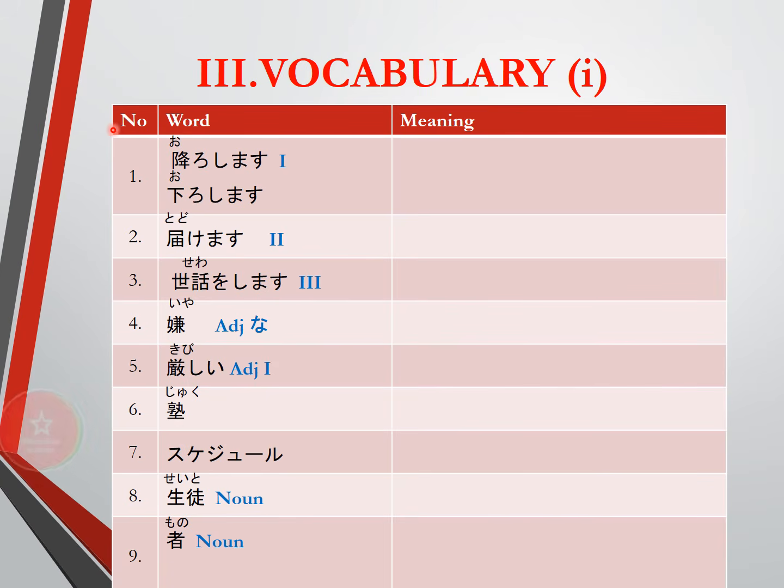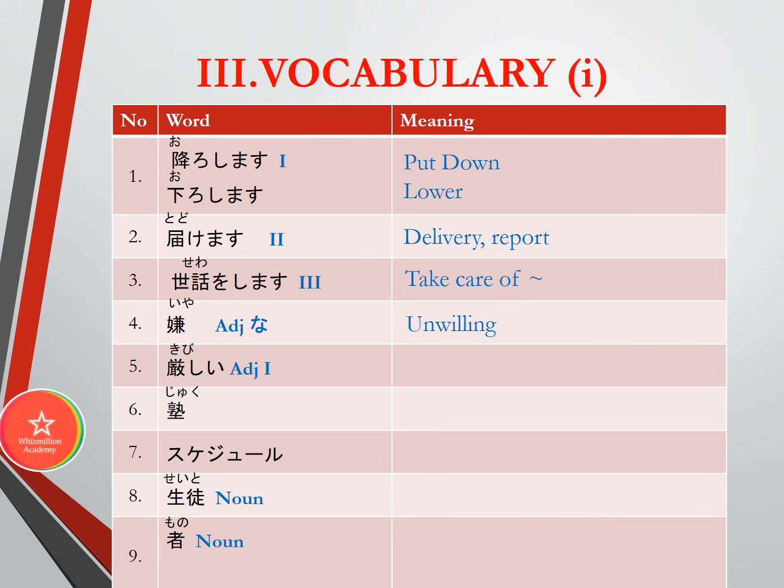Okay, we have come to the vocabulary section. I'll just go on with every word, repeating every word and the meaning after that. Okay. 下ろします is put down, lower. 届けます is delivery, report. 世話をします, take care of. 嫌, unwilling, reluctant. 厳しい, strict, hard. 塾, cram school.